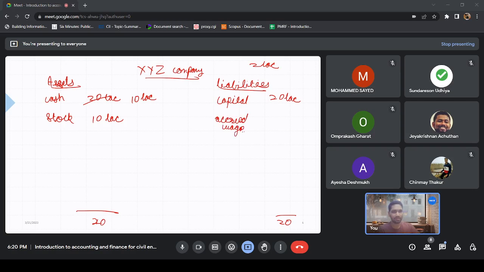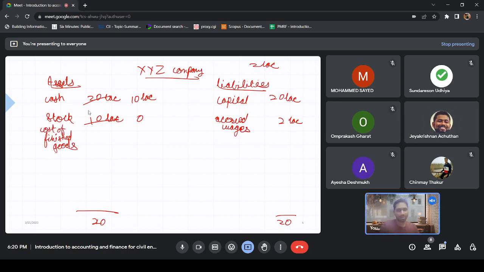2 lakh, right? 2 lakh of wages. Now what happened to your stock? Stock has been used now, so it would be zero. But your finished goods would be 10 lakhs. Why 10 lakhs? With profit. No, I am not talking about profit now. What would be the cost of finished goods now? It is 10 lakh of raw material plus 2 lakh of labor. Labor also.